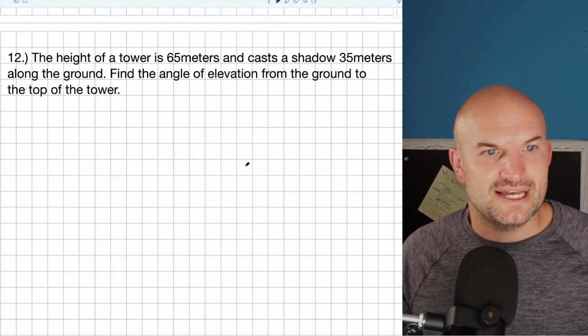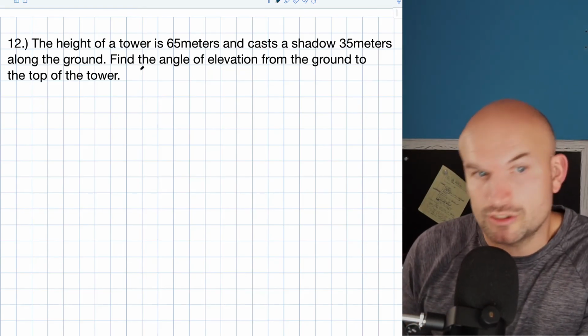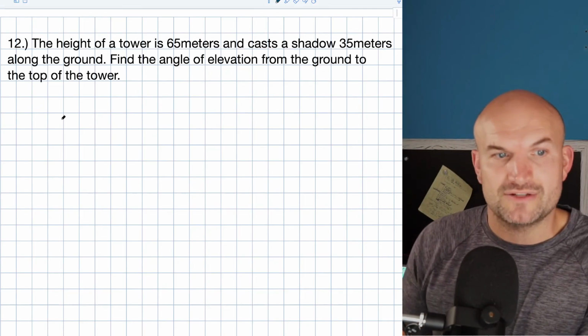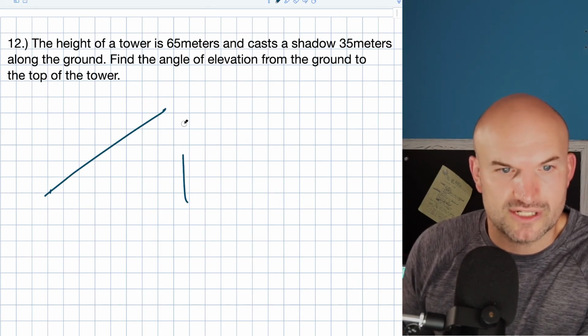So this one says the height of a tower is 65 meters. Cast a shadow 35 meters along the ground. Find the angle of elevation from the ground to the top of the tower. Okay, so let's draw a picture. So we have the height of a tower. So let's just draw a tower.